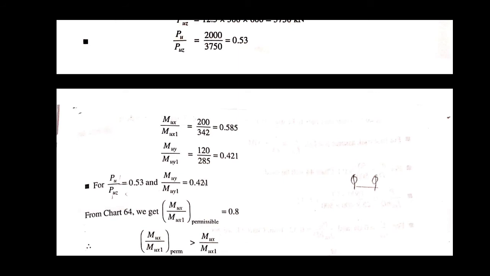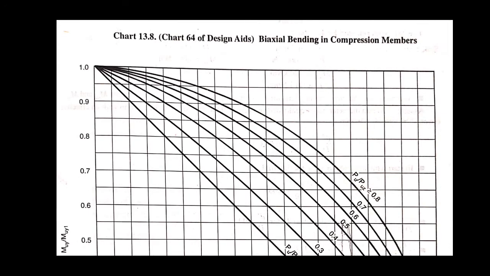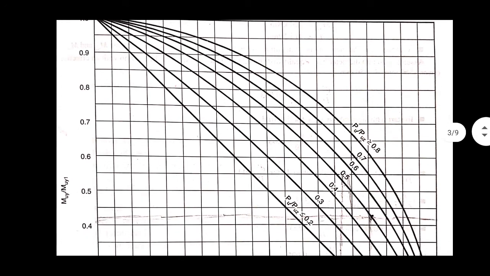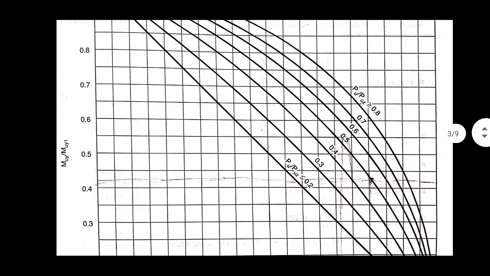The permissible value should be greater than our calculated value to make the design safe. Otherwise, we have to redesign. So let's check chart number 64 of SP16. This is chart number 64 of SP16, biaxial bending in compression member. On the y-axis there is Muy by Muy1, so you have to check the point of the value which we have calculated of Muy and Muy1.